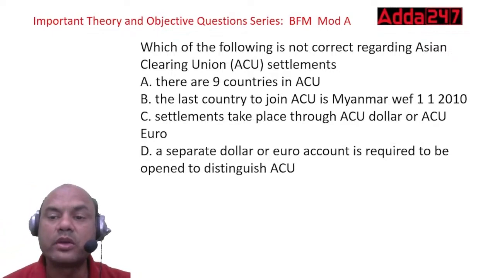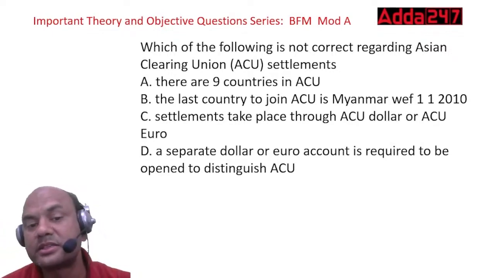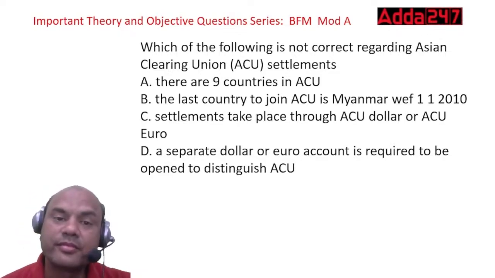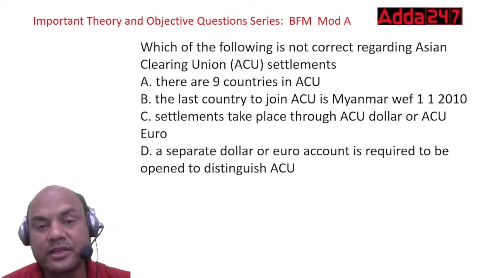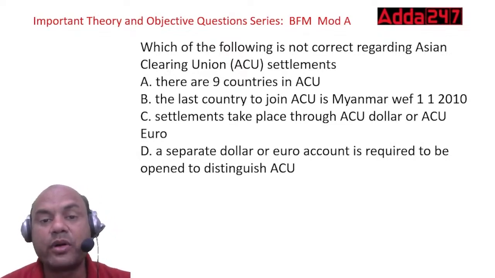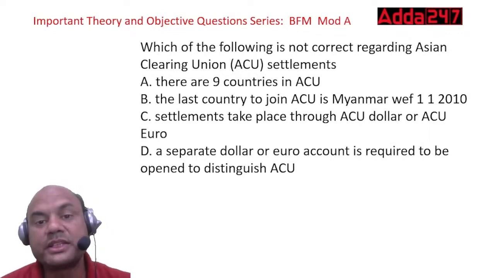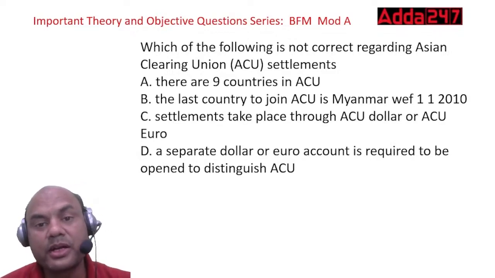Which of the following is not correct regarding Asian Currency Union settlements? ACU settlements. Now what is ACU? ACU is the 9 countries in Asia which have formed something called ACU dollar. Now ACU dollar is not a separate dollar. It is the same dollar, but it is done as a netting effect.